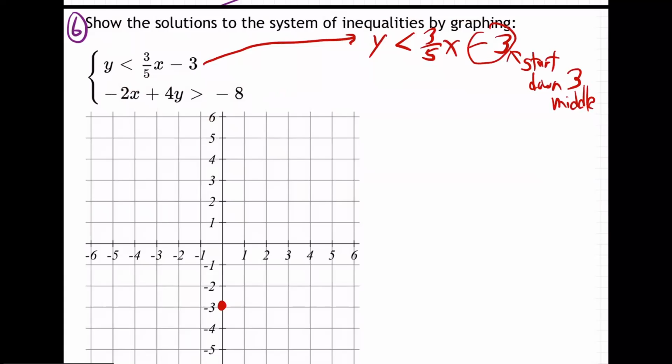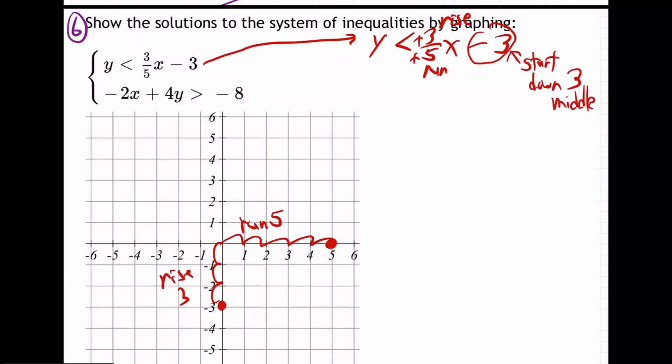And then where do we go now to get our other dots? Well, it's rise over run. These are both positive. So that means I'm going to go up 3, 1, 2, 3, over 5, 1, 2, 3, 4, 5, right there. So there's my second dot, right? Rise 3, run 5, whatever fraction is in front of x is your slope. You rise over your run. There's your second. I got your 2 dots.